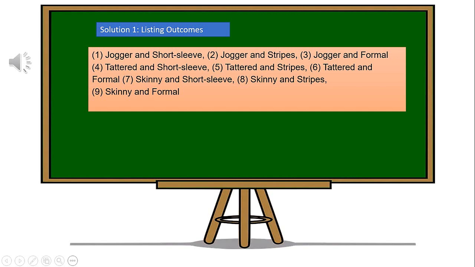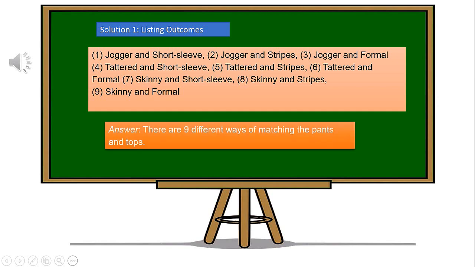Seventh, skinny and short sleeve. Eighth, skinny and stripes. And ninth, skinny and formal. Now the answer is there are 9 different ways of matching the pants and tops.